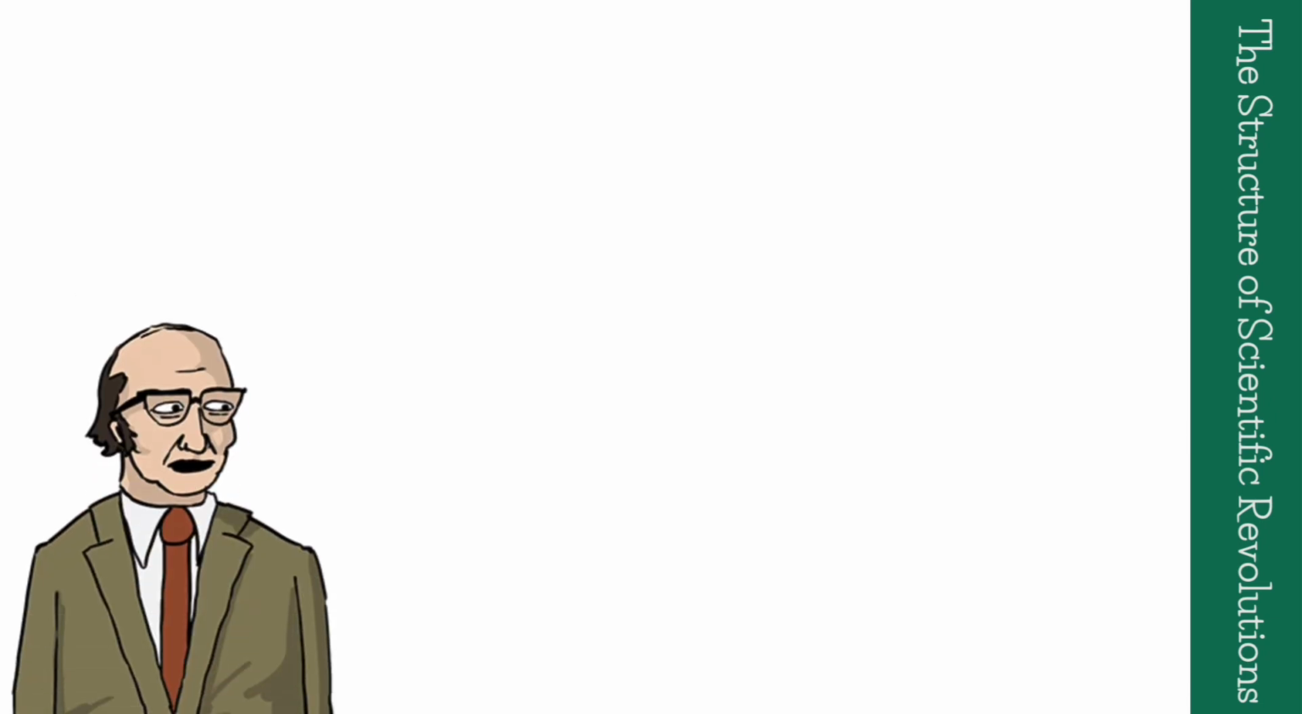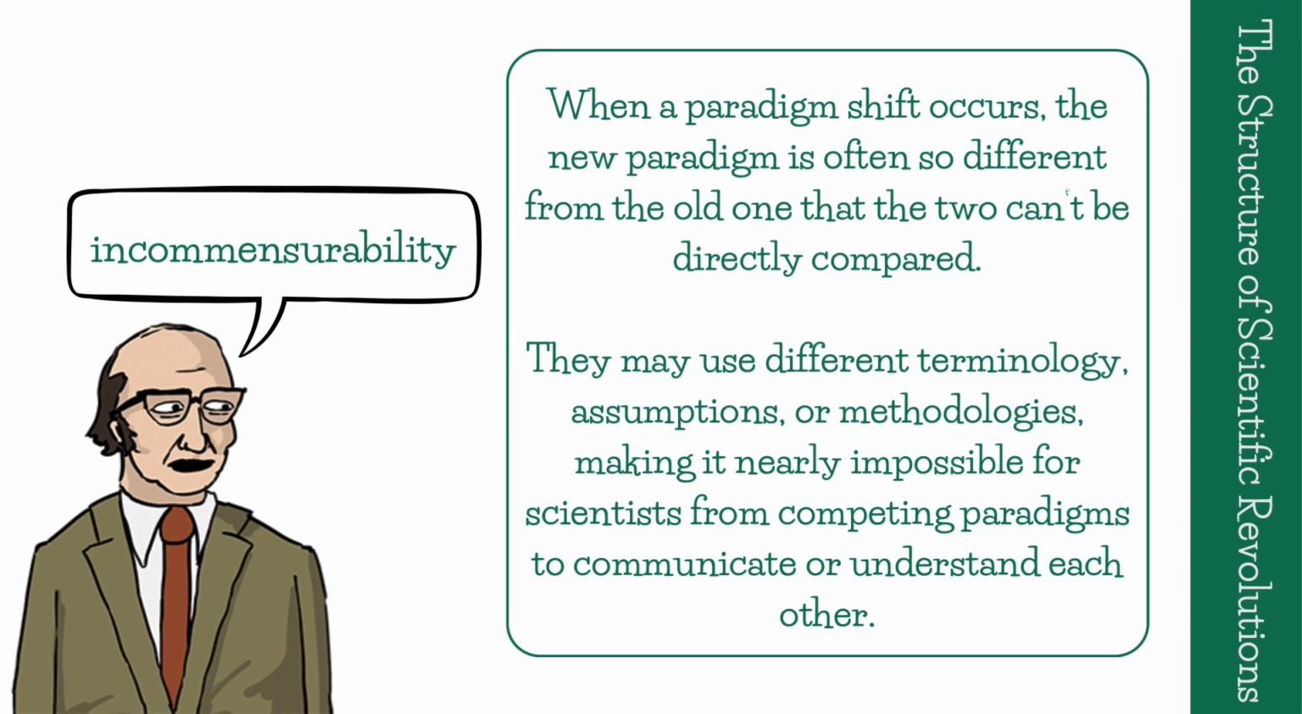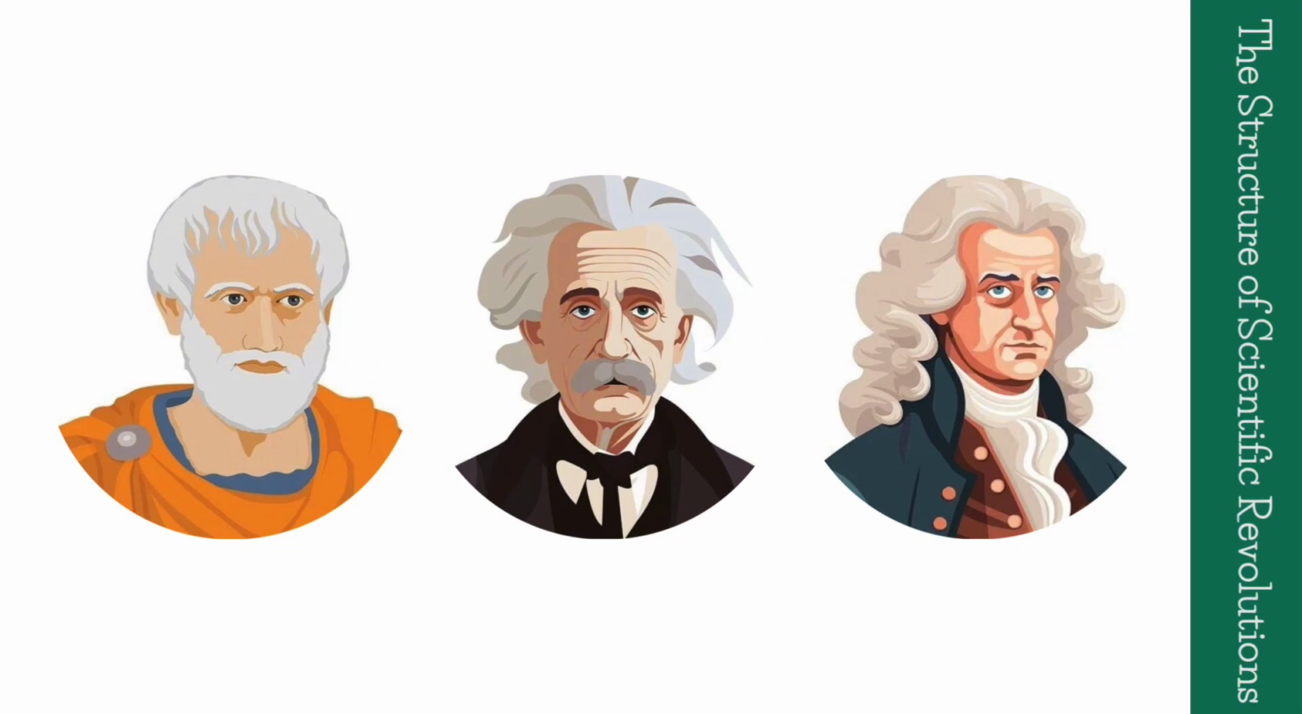Kuhn also introduced the concept of incommensurability. When a paradigm shift occurs, the new paradigm is often so different from the old one that the two cannot be directly compared. They may use different terminology, assumptions, or methodologies, making it nearly impossible for scientists from competing paradigms to communicate or understand each other. In this way, scientific revolutions are not just an evolution of ideas, they are a complete overhaul of how we understand the world.